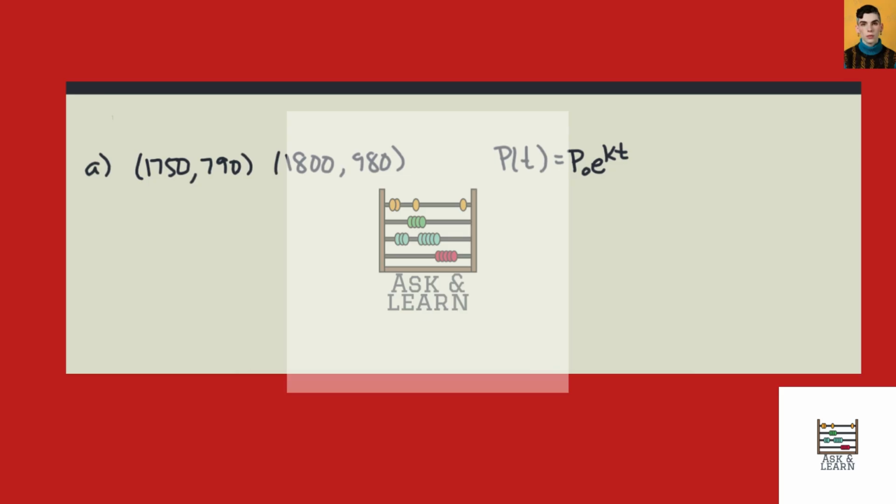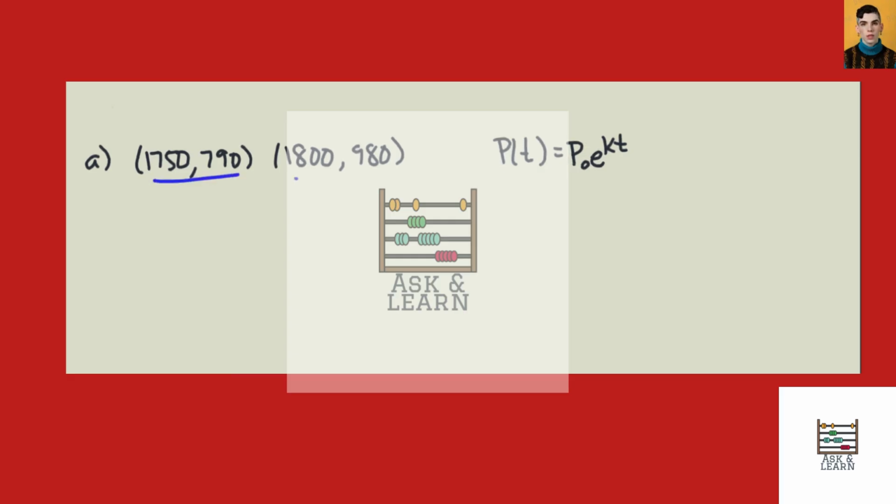All right, we are given a table with various population values over time, and we have a lot of things to do, so I hope you packed a snack because this is going to take us a while. So in part A, we want to come up with an exponential model based on these 2 points from the table, and then we're going to use that model to come up with predictions for 1900 and 1950.